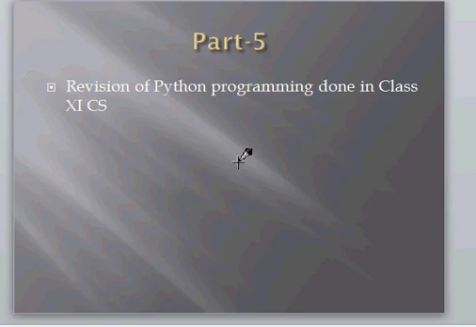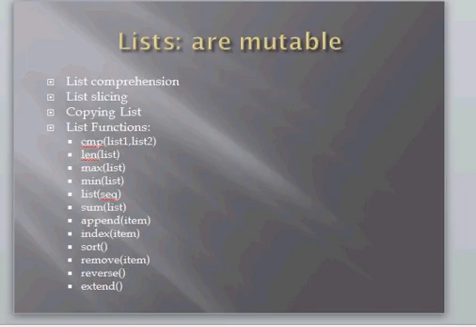Hello students, this is part 5 of revision of Python programming done in class 11 computer science. In this we will see lists, what are lists and what are the list functions. As in our previous lesson we have seen string is immutable and string functions. So in this we will see how lists are mutable and what is a list.